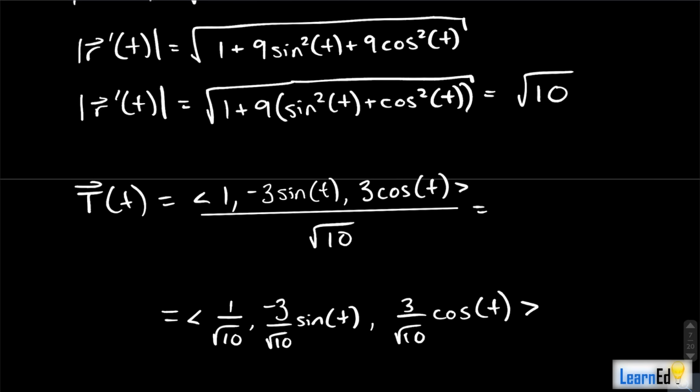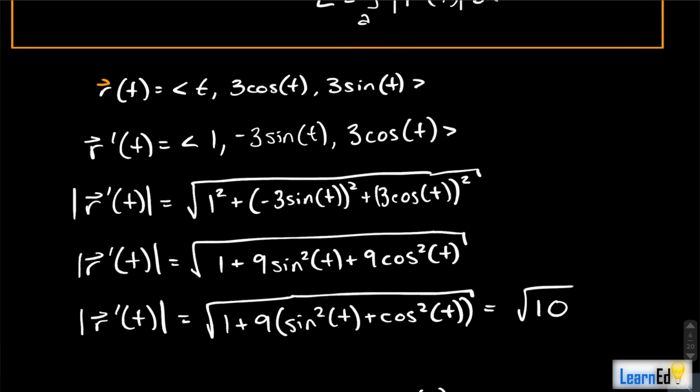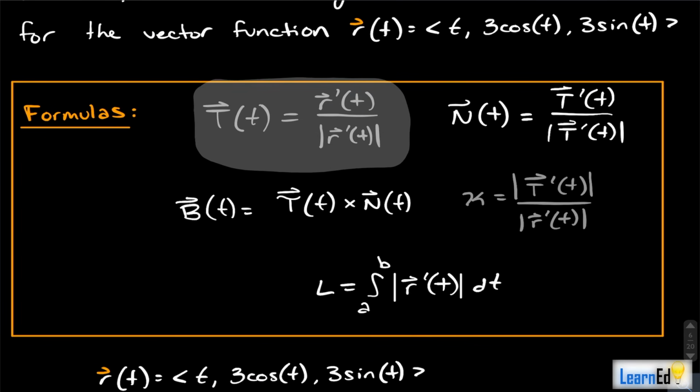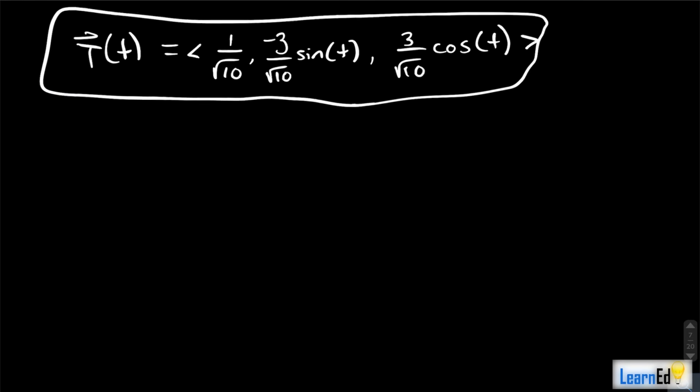All right, so if that is our finished unit tangent vector, then what is the next thing that we have to find? Well, it is the unit normal vector. So how do we find that unit normal vector? Well, we have to use this equation over here. We have to use that unit tangent vector. We take a derivative of it, and we put that over the magnitude of that unit tangent vector.